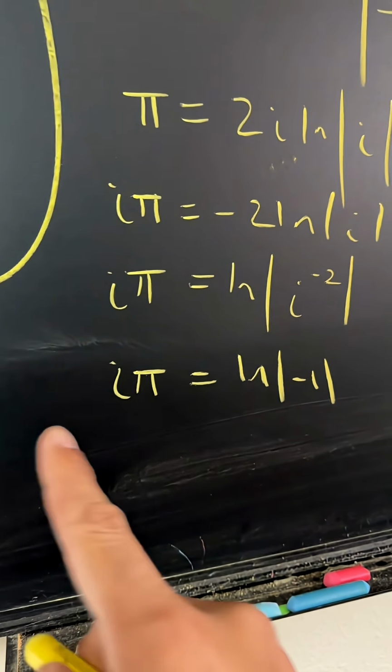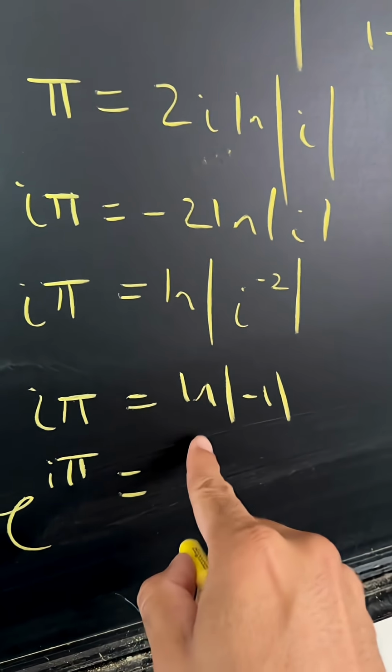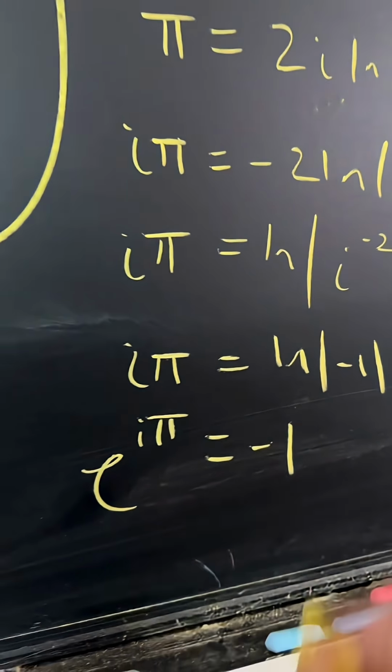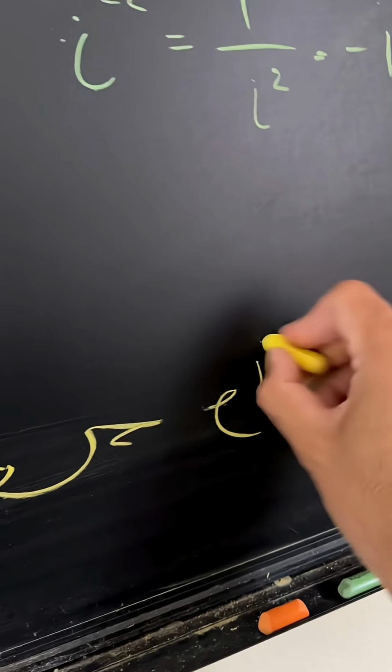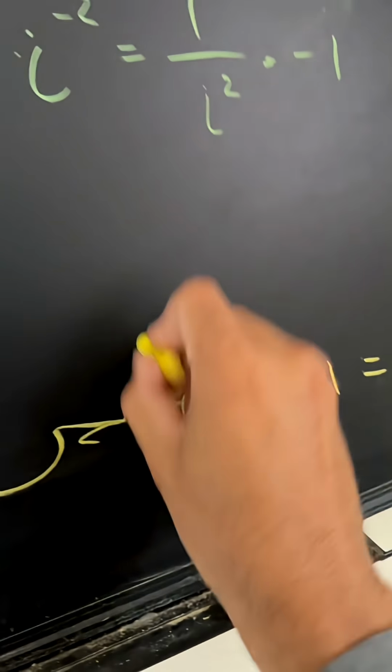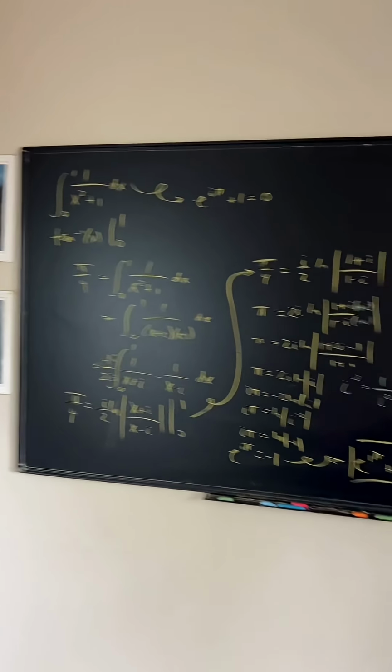Let's go ahead and take the e of both sides, and we have e to the i pi is equal to, and then when you take the e on this side, the natural log goes away, giving us a -1. We bring this to the other side, and we have e to the i pi plus 1 is equal to 0. The Euler identity that was given to us through this integral right here. That's pretty cool.